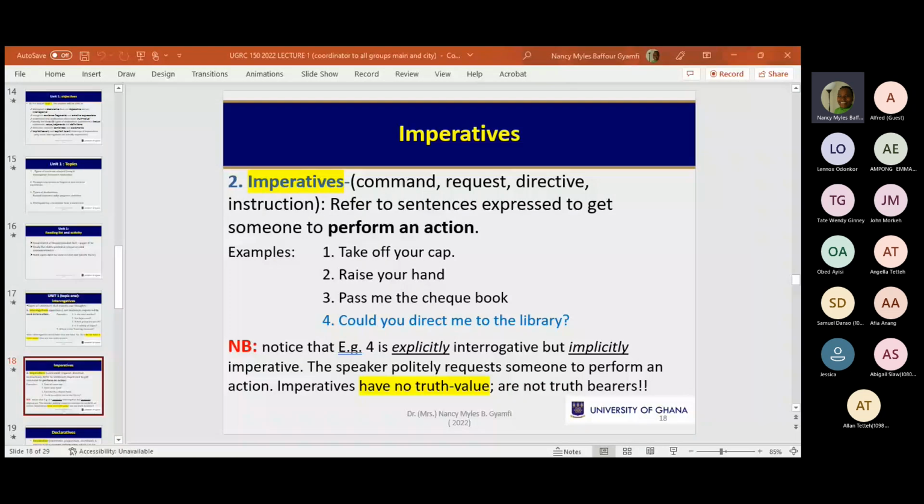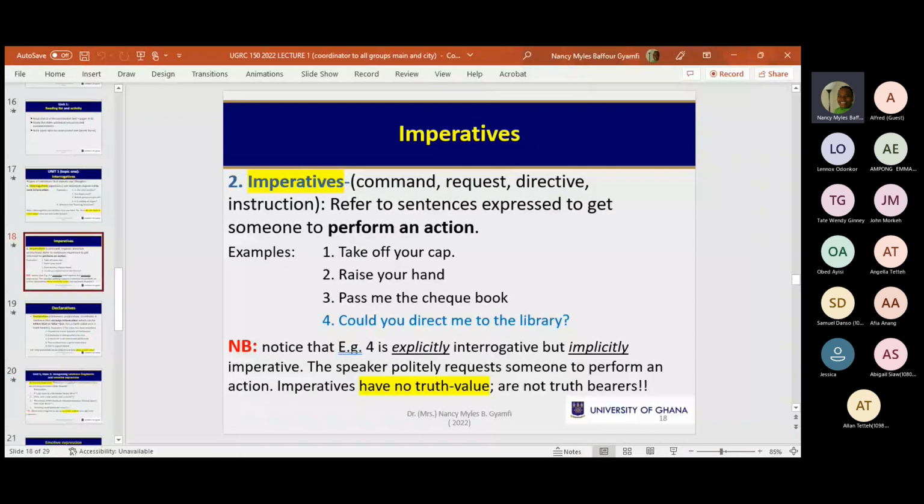She will say it that way because she wants to be polite. So you should be able to read the intention of that speaker. So that is imperative. Any question, please?